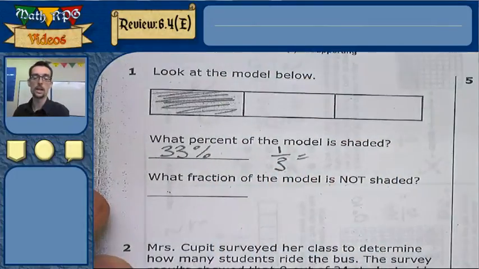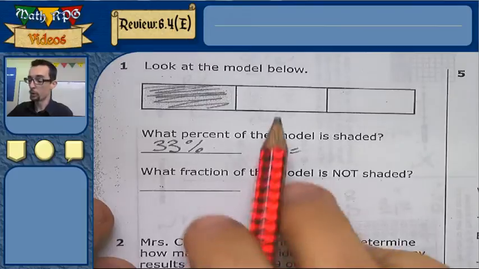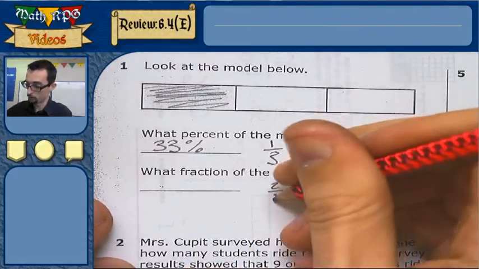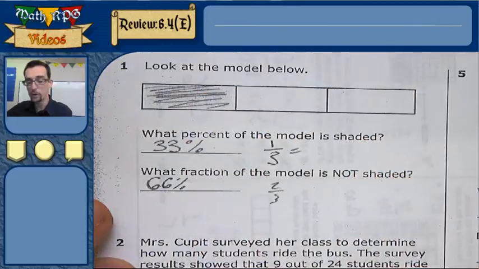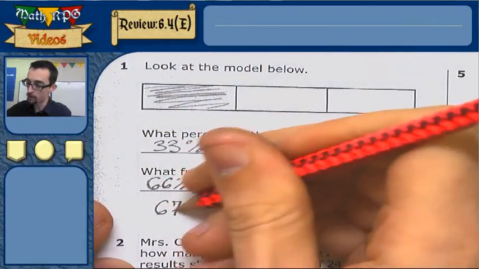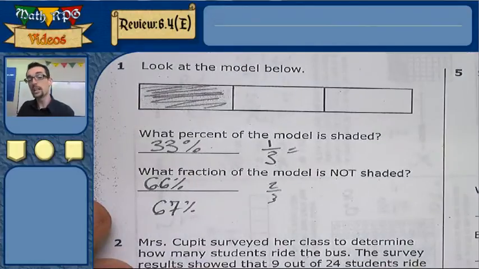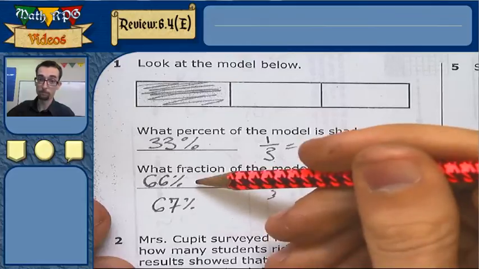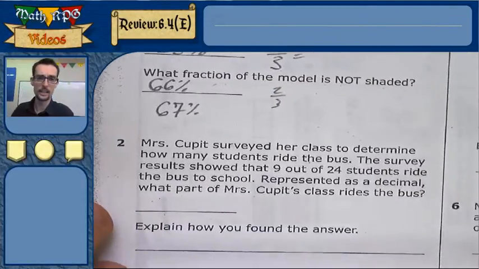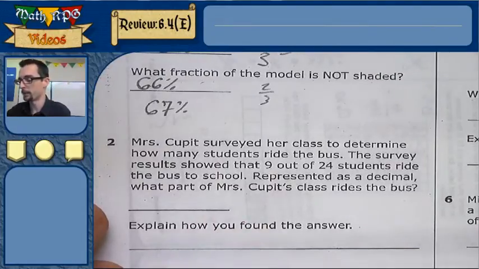That's what we called in class. So which fraction of the model is not shaded? Well, it'd be 2/3, which is 66%, as we call it in class. Or you could say 67%, because it'd be 100 minus 33, right? Really, we have to round, so either one of these would be okay. The real answer, if you remember, is the devil's number, 66.666666. All right. Anyway, it doesn't matter.